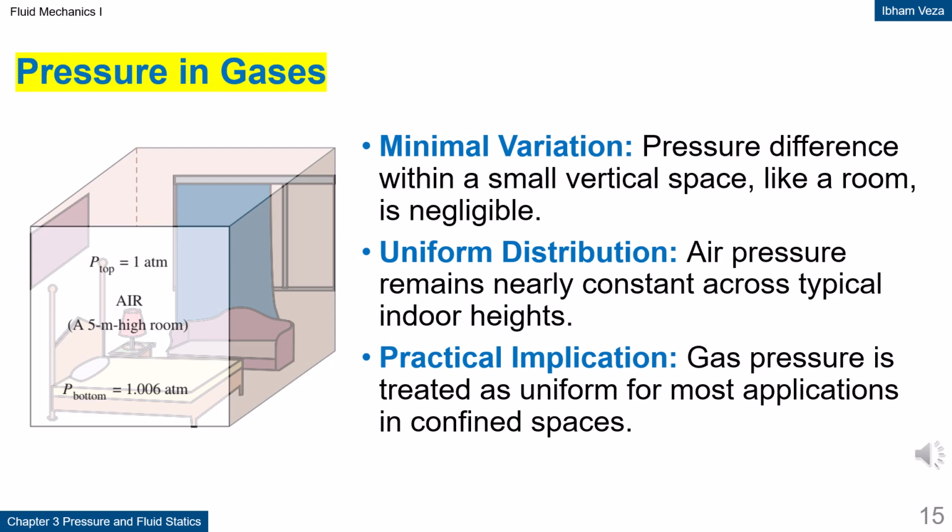Pressure in gases. In a space with limited height, such as a room, the variation of air pressure is very small. The pressure difference between the floor and the ceiling is usually negligible. Therefore, gas pressure is often treated as uniform in many engineering applications. This assumption simplifies the analysis of systems involving gases. Unlike liquids, gas pressure changes with height are much smaller.